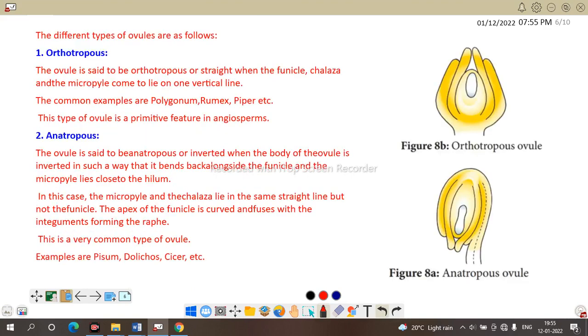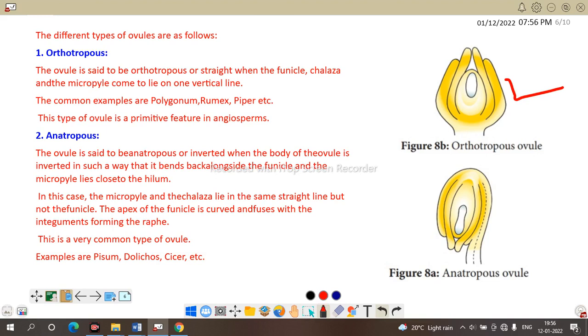Next, types of ovule. There are different types of ovule, mainly 6 types. First is the orthotropous ovule. The ovule is said to be ortho, or straight. Here is the orthotropous ovule, which is a straight line. Micropyle and chalaza lie in a straight line. It is a primitive feature of angiospermic plants. Common examples are Polygonum, Rumex, Piper, etc.